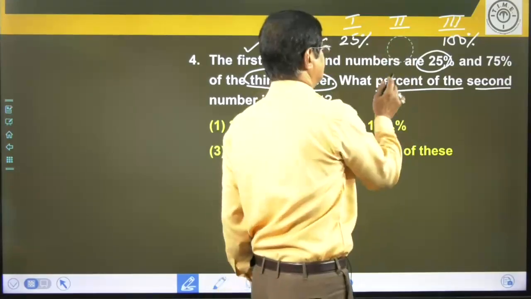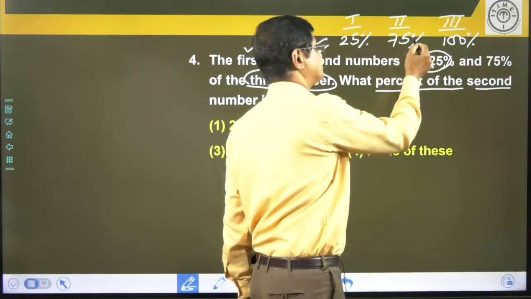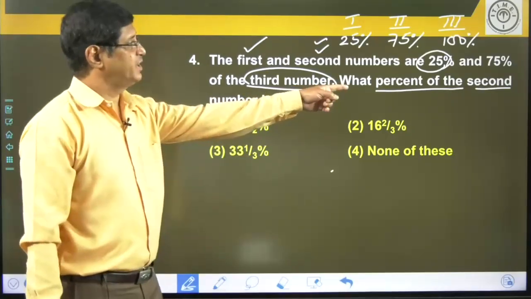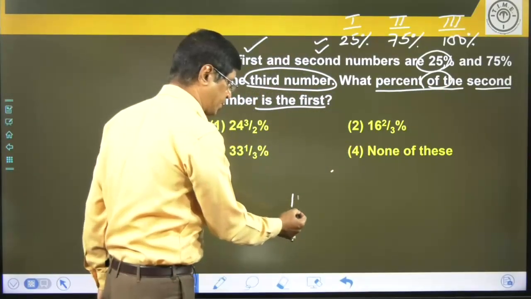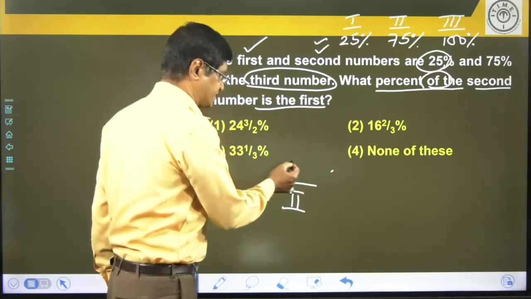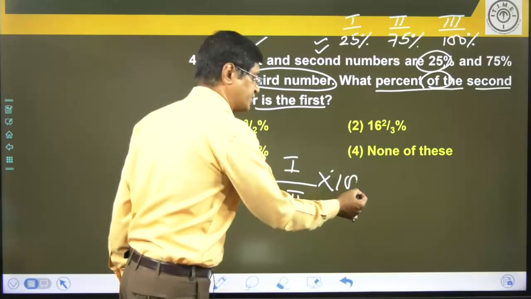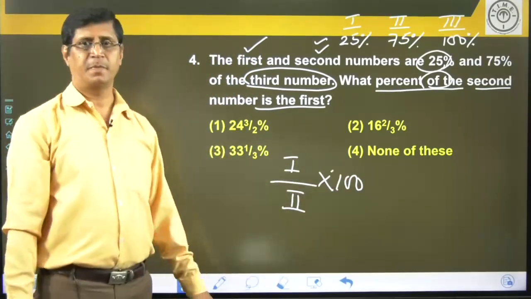Second number is 75%. What percentage of the second number is the first? అంటే ఫస్ట్ నంబర్ వాల్యూ సెకండ్ నంబర్ మీద కంపేర్ చేస్తే ఎంత ఉంది? What percentage? Percentage means per 100.